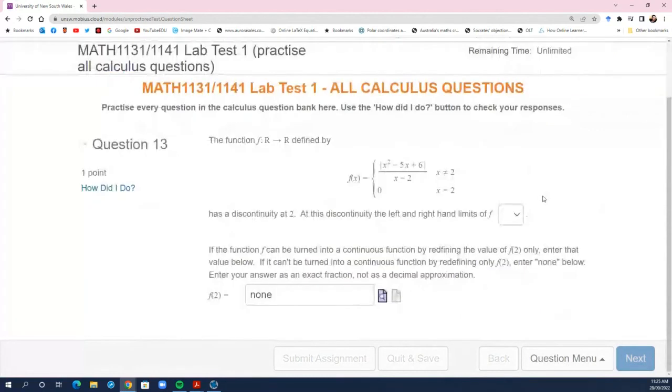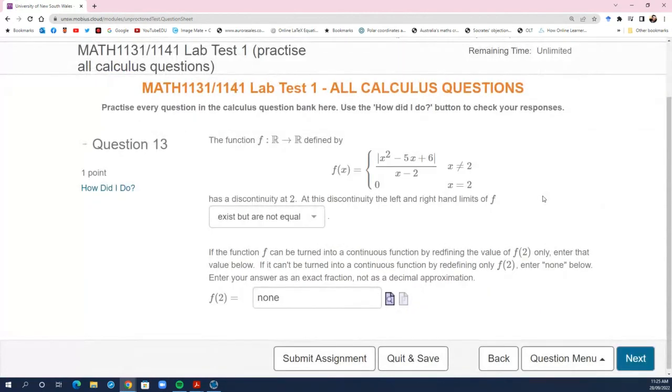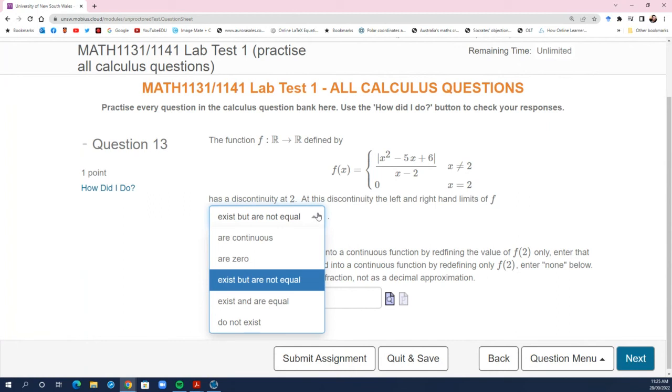All right. So this is a classic kind of question, right? You've got a function, and it's defined in a piecewise way. It's like a split function. So when x isn't equal to 2, it's defined in this way, and at the point x equals 2, it's 0. So it talks about a discontinuity, and then you've got a couple of options.